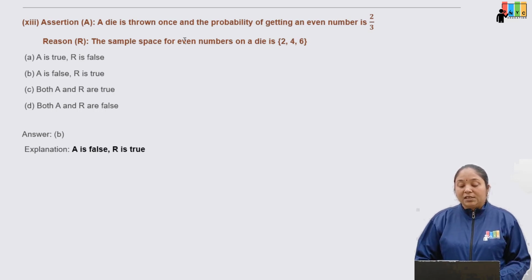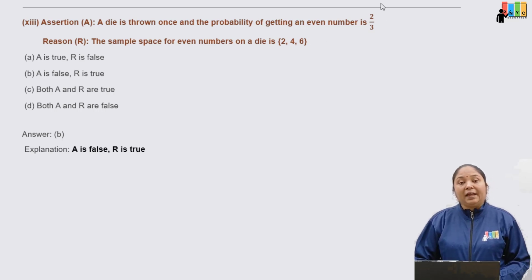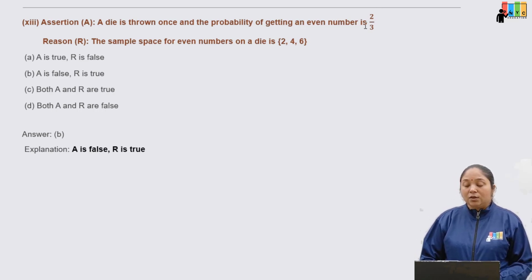Now, when we consider a die, how many even numbers are there? 2, 4 and 6, right? 3. And on a die, a total of 6 numbers are there, right? So the statement that a die is thrown once and the probability of getting an even number is 2 by 3 is wrong, because even numbers are 3 but on a die 6 numbers are there. So this is wrong.